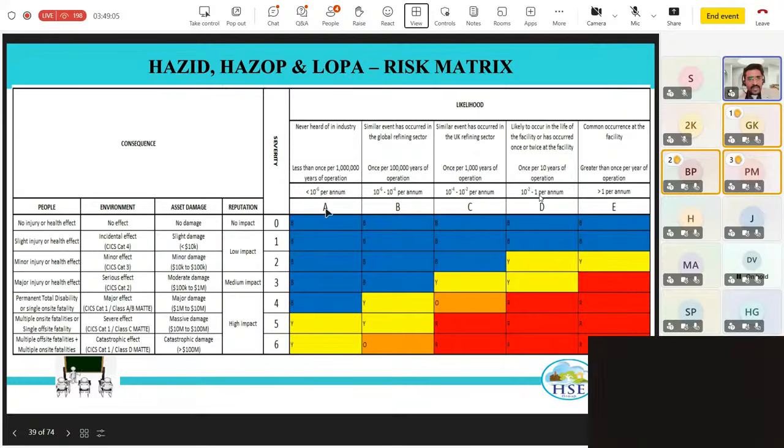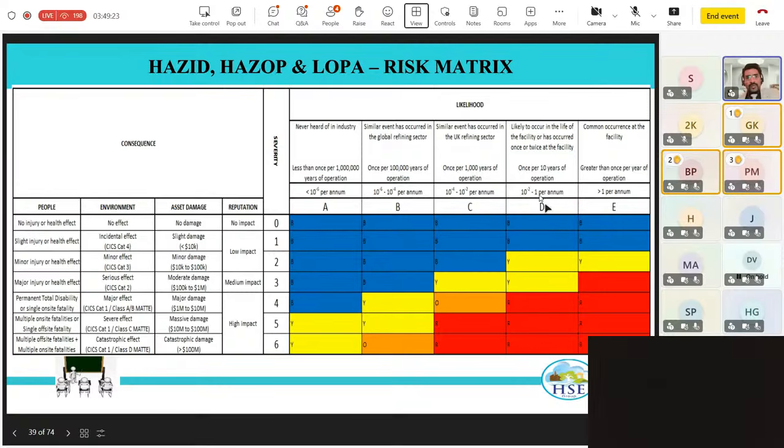See, A is an event that is happening less than 10 raised to minus 4, or 6. Is it 10 raised to minus 6? That means once in so many years. Okay, so that is an event which has a low likelihood. Then you have B, which is 10 raised to minus 6 to 10 raised to minus 4 per annum.